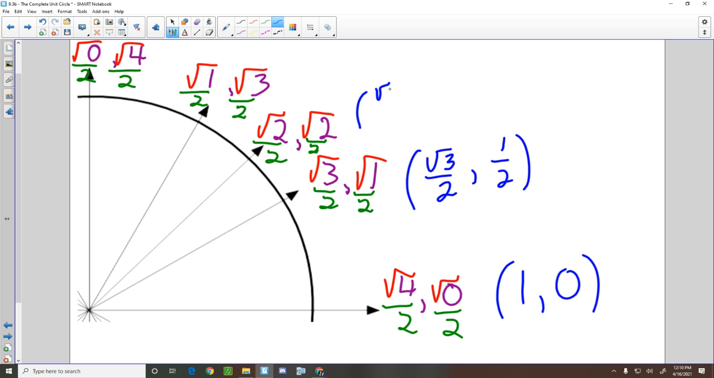That 45-degree angle, root 2 over 2, comma, root 2 over 2, those don't simplify. They stay put. Up at 60 degrees, the square root of 1 is 1. That's just 1 over 2, root 3 over 2.